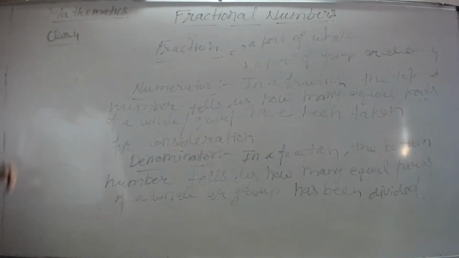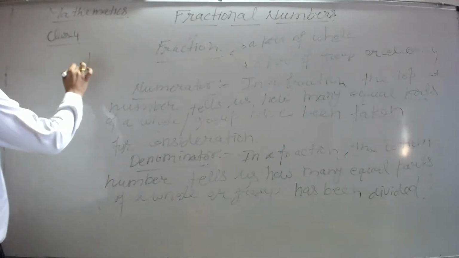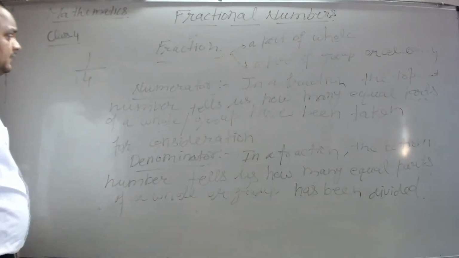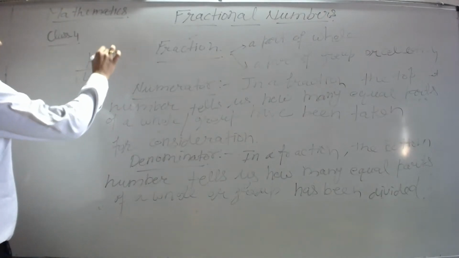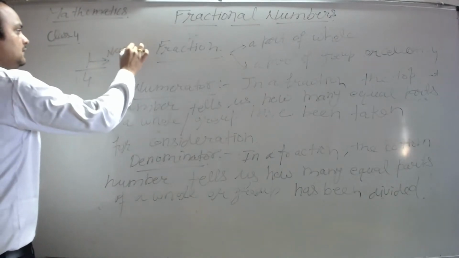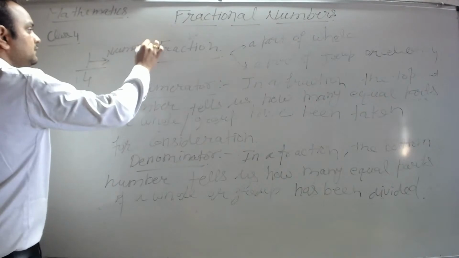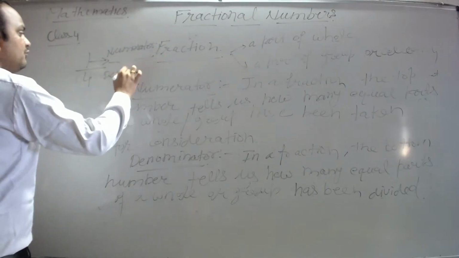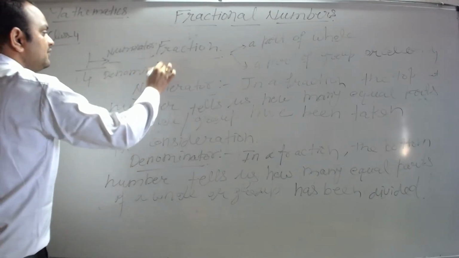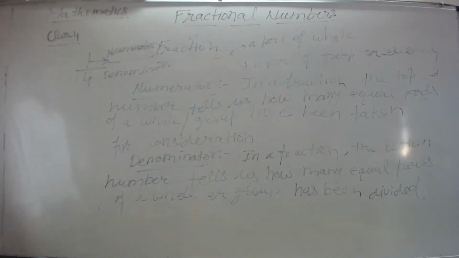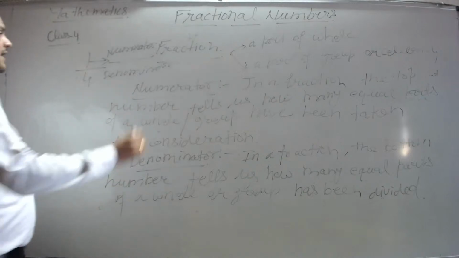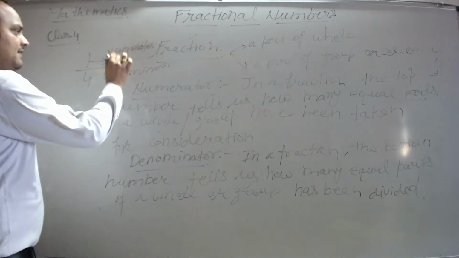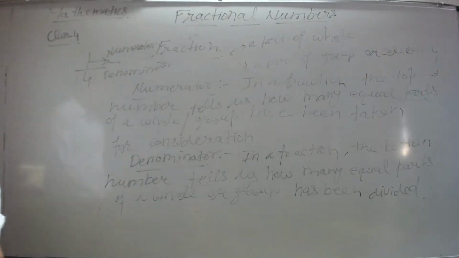Let's take an example. This is a fraction, for example 1 by 4. Here 1 will be the numerator, the top number, and the lower number, 4, will be the denominator of the fraction. So a fraction is always found in this form: numerator divided by denominator.